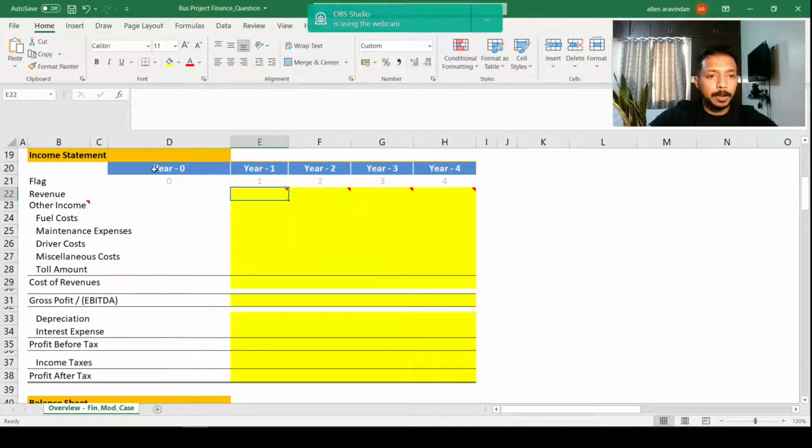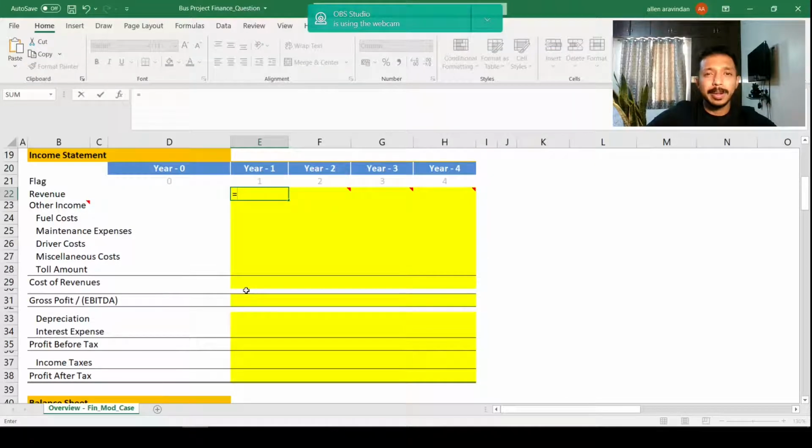So if you can see out here, we've got year 0 to year 4. Year 0 basically means the year of investment, and our business starts from year 1. All the operations usually start from year 1, not from year 0. So let's calculate the revenue first, the top line, and in the process I will be explaining all the other line items which are written out here.